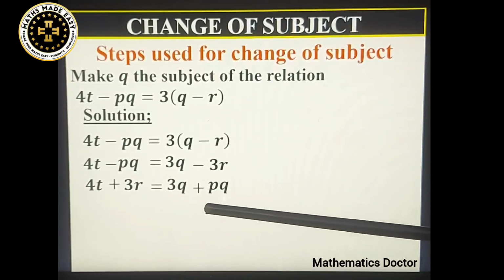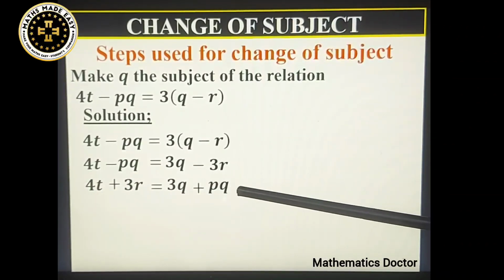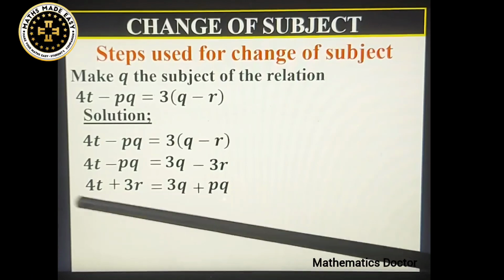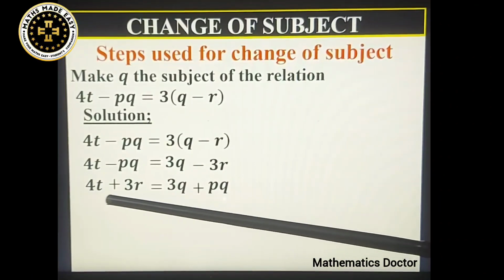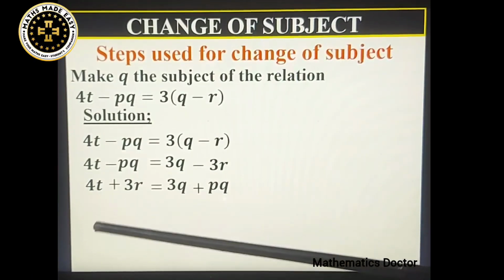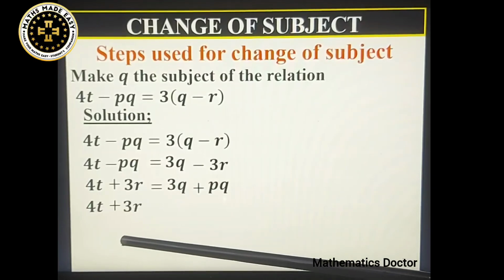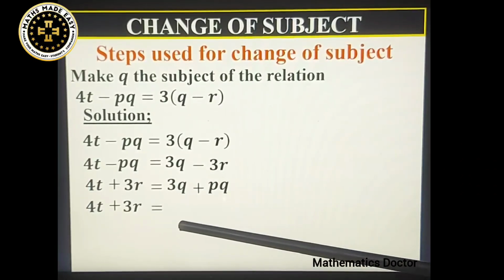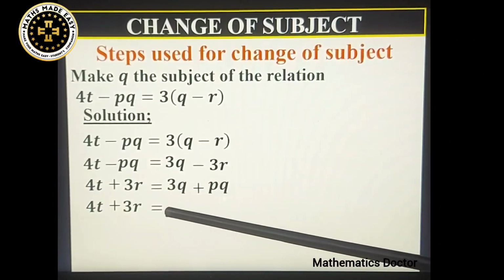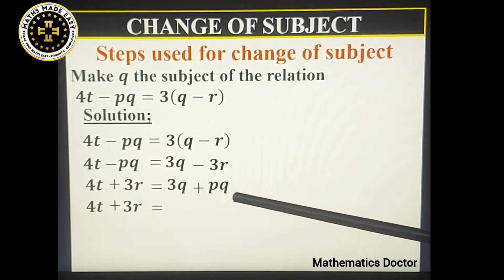Remember, we are making kill the subject. That is why we are interested in grouping kill alone. Now that we have all kill to the right-hand side, we cannot simplify the terms at the left-hand side because they are not like terms. So let's repeat 4t plus 3r, which are not like terms, equal to. Now these terms have kill in common. So we'll factorize to make kill stand alone.